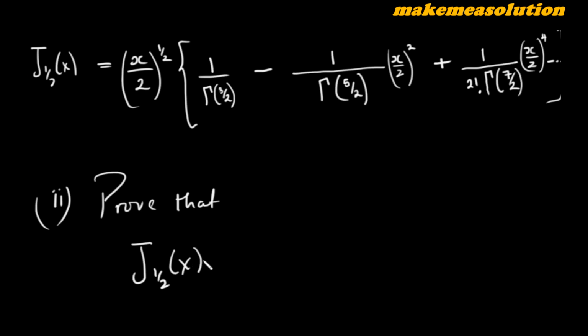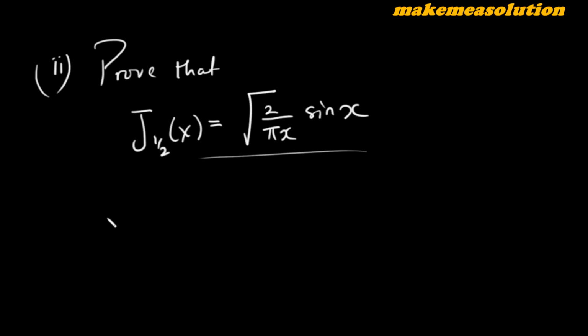J_{1/2}(x) is equal to the square root of 2 all over pi x, and we now have sine x. So guys, this is the main part of this video, and we are going to show that the Bessel function of the first kind of half order, that's J_{1/2}(x), is the same thing as the square root of 2 all over pi x multiplied by sine x.